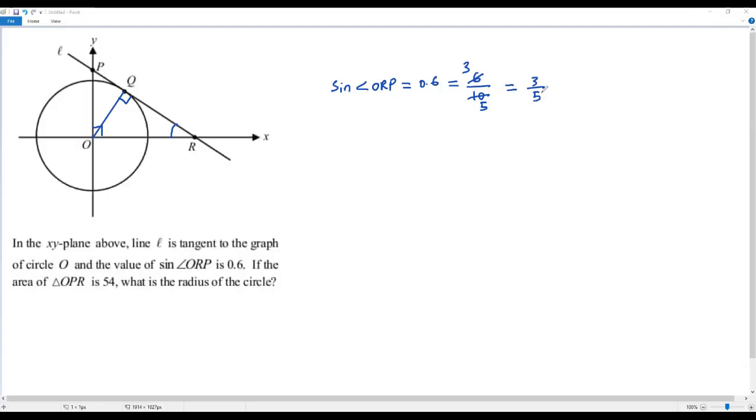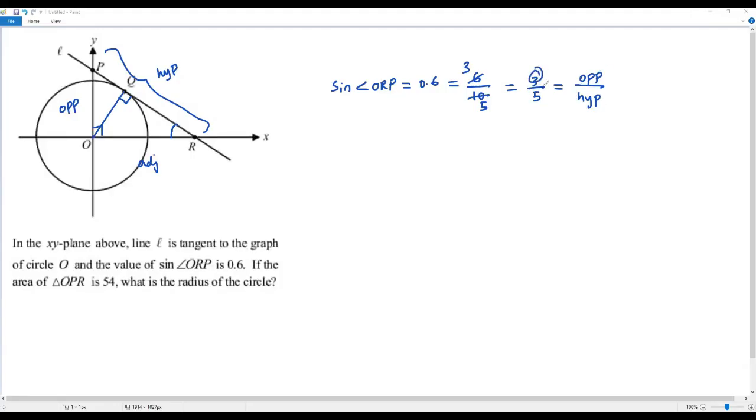According to SOH CAH TOA, the formula for the trigonometric ratio sine is opposite side divided by hypotenuse. Now in this right triangle OPR, for this interior angle ORP, the side OP, which is opposite to this angle, is considered the opposite side, and the side which is opposite to the right angle over here is called the hypotenuse, and the third leg is called the adjacent side. Here this number 3 corresponds to the opposite side and this number 5 corresponds to the hypotenuse.